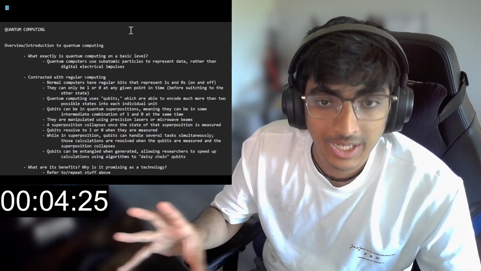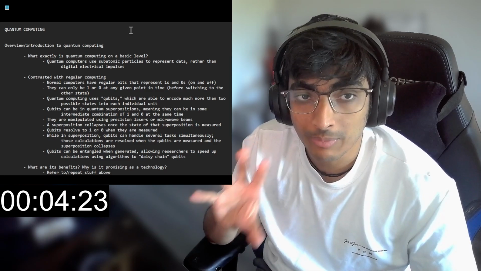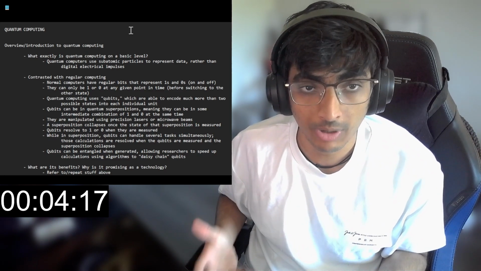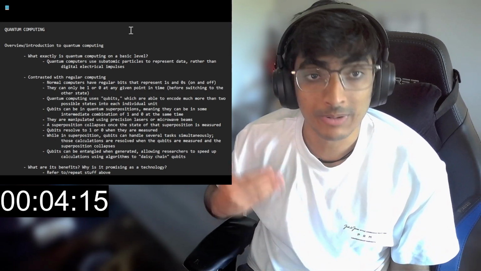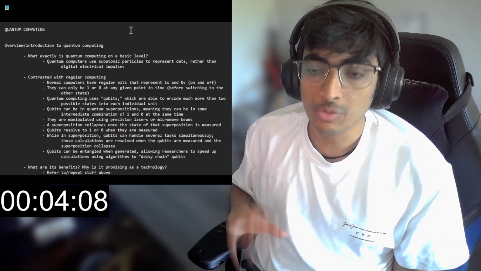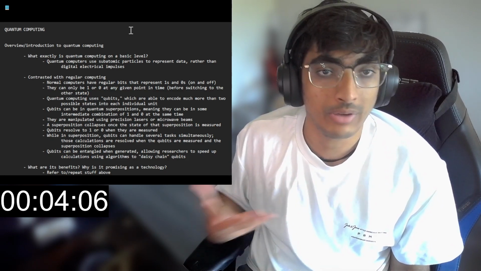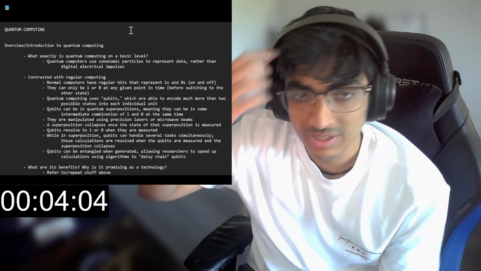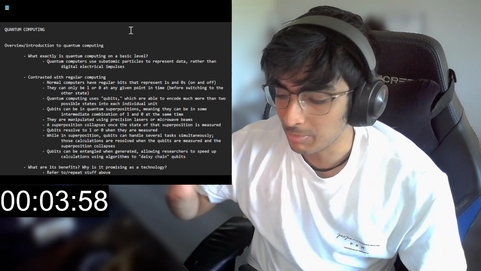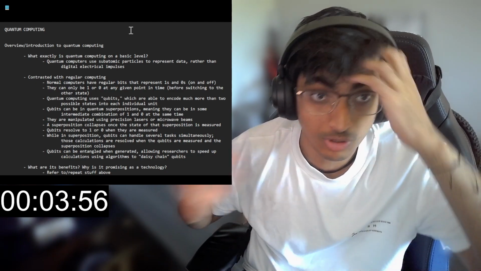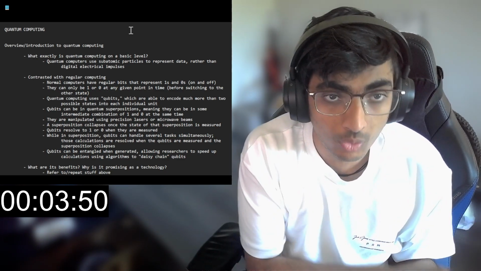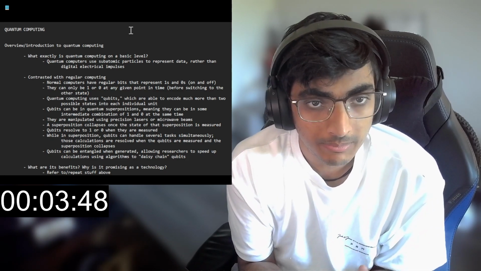And just to begin with, quantum computing on the most basic level is basically the application of subatomic particles and quantum physics to represent data rather than using digital electrical impulses. Now, the reason why that is so different and revolutionary is because normal computers have regular bits that represent ones and zeros, which means that maybe a particular transistor on a chip is either on or off, represented by the 1 or the 0, right? Those bits can either be 1 or 0, and obviously not both at the same time.